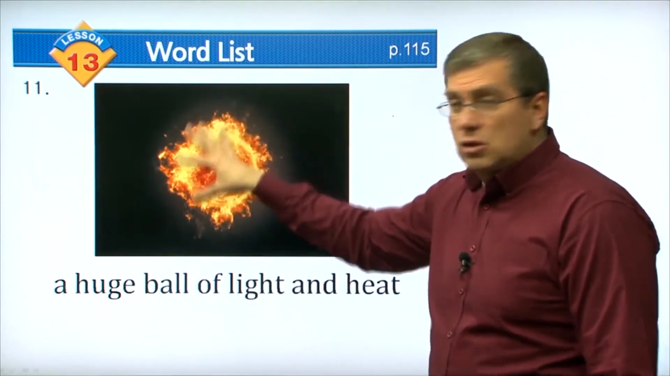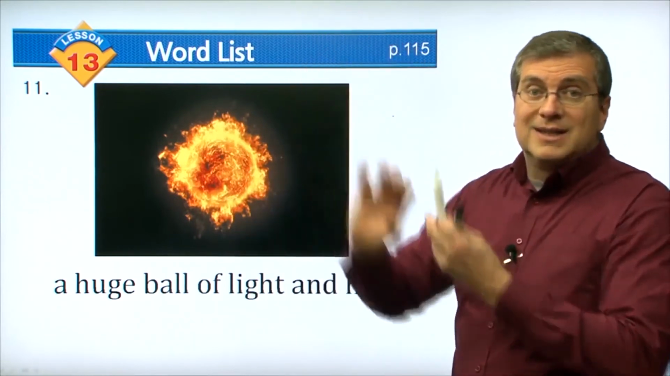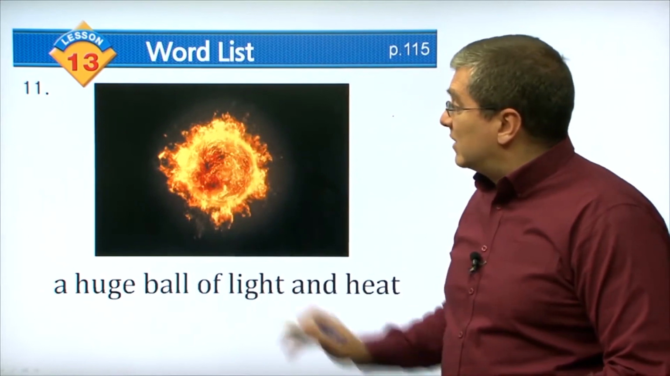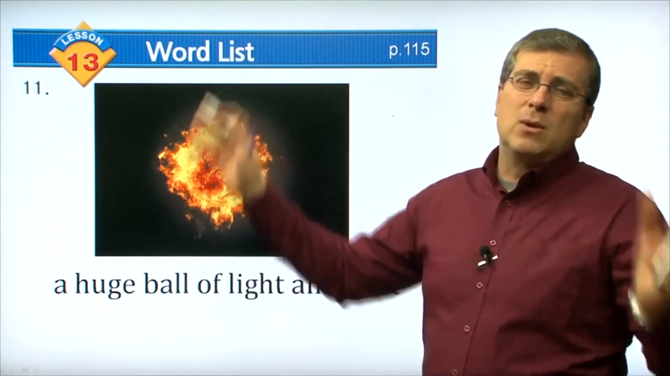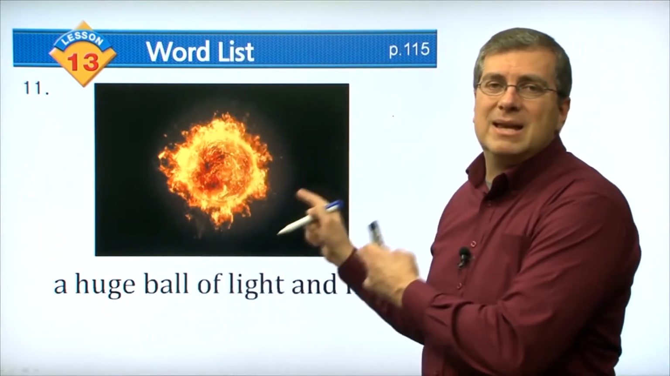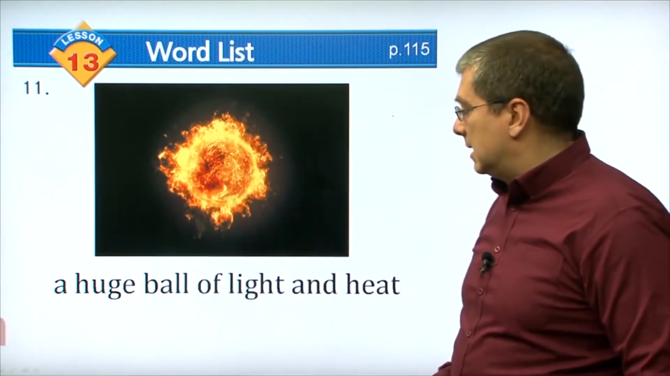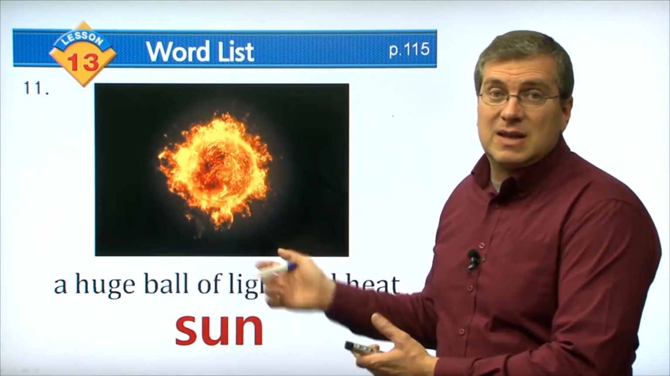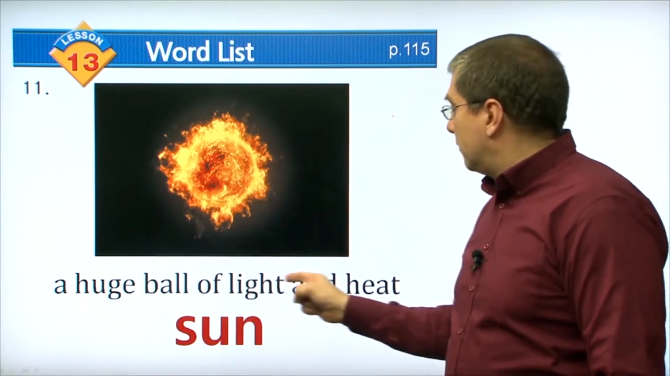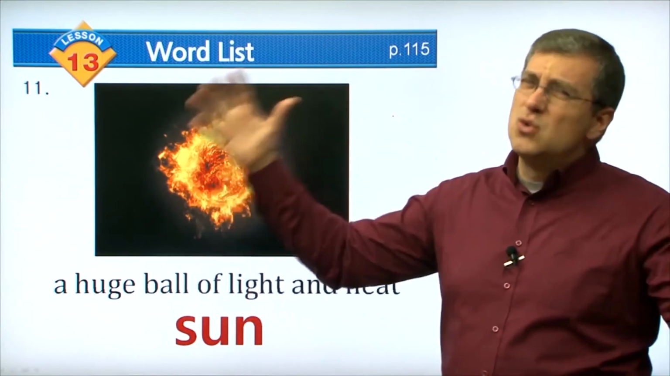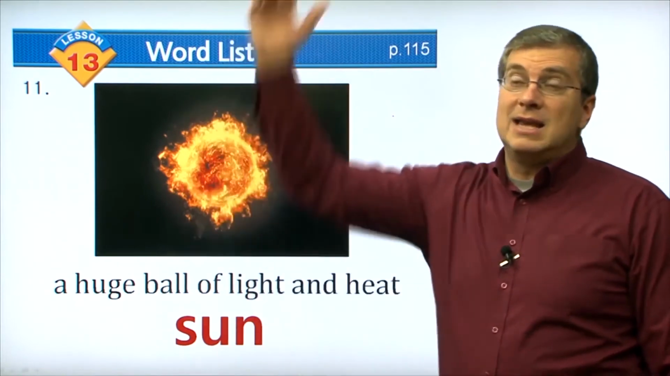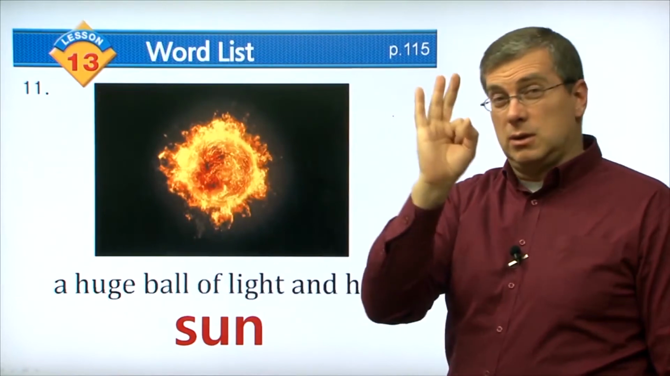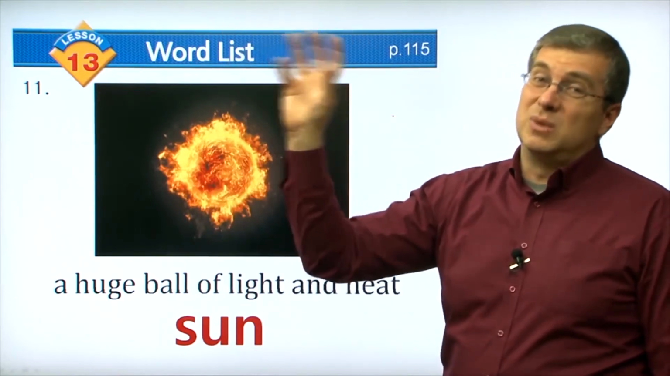But if you had a special camera, maybe a telescope, scientists can take pictures of it and it looks like this. It's huge. This is so big we can't imagine how big this thing is. What is it? Of course, I'm talking about the sun. The sun is a big ball of light and heat, huge ball of light and heat in the sky. And it's far away, really far away. So it looks small to us, but it's really, really big.